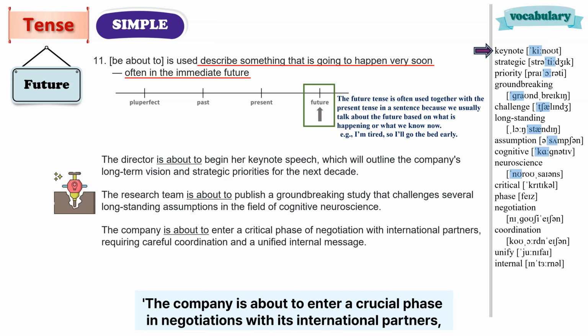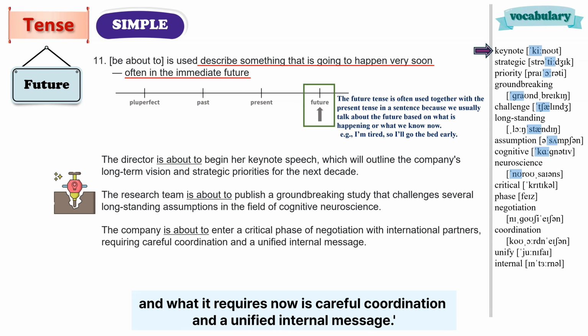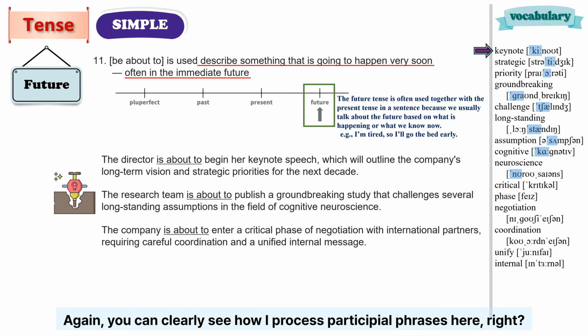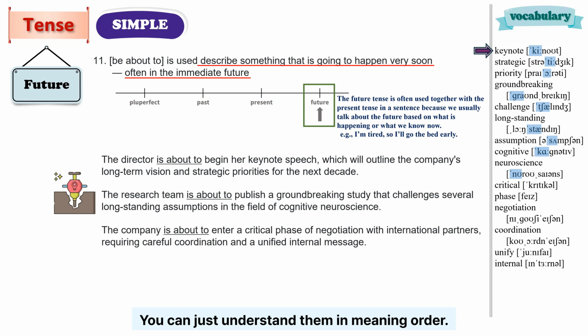The company is about to enter a crucial phase in negotiations with its international partners, and what it requires now is careful coordination and a unified internal message. Again, you can clearly see how I process participial phrases here, right? There's no need to mechanically convert English parts of speech. You can just understand them in meaning order.